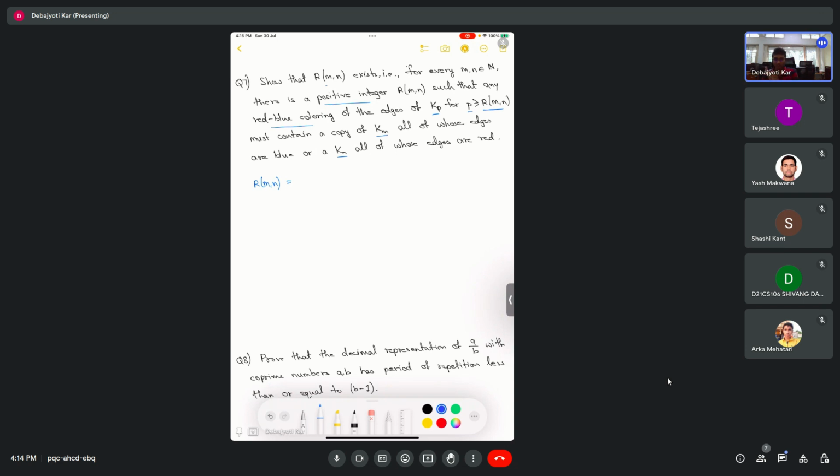will have this property, that if we color the edges arbitrarily with two colors, either there will exist a complete blue graph on M vertices, or there will exist a complete red graph on N vertices. So the minimum such integer is called R(m,n). But now the fundamental question is, why should such a number exist? Why should we have some such value of P such that any graph on at least P vertices has this property? This is a fundamental question. So let's look at a proof of this. Why should the Ramsey number exist?